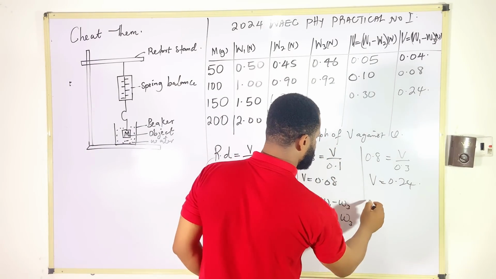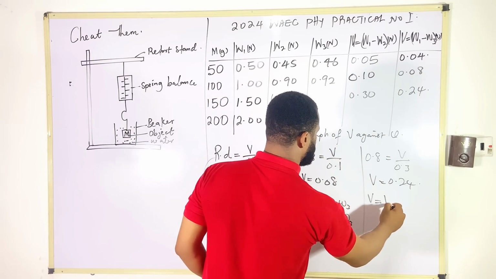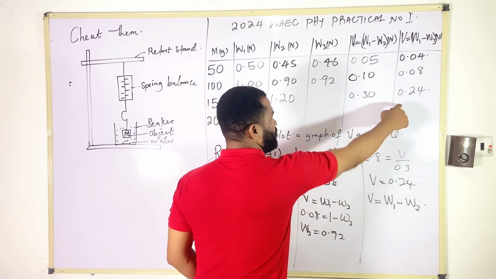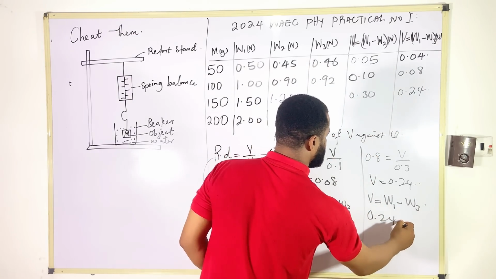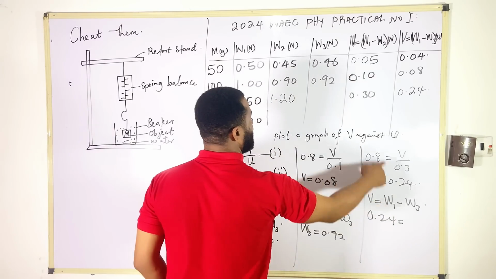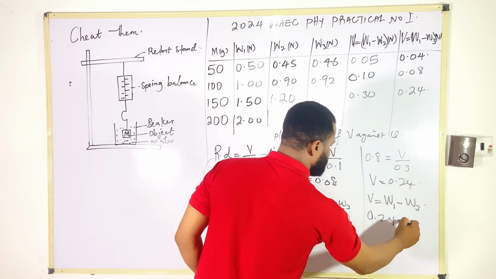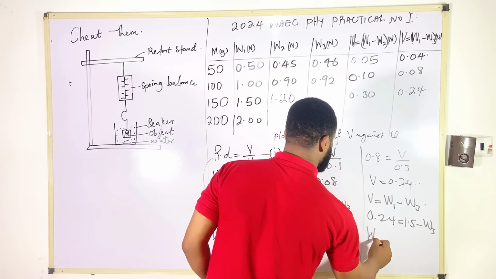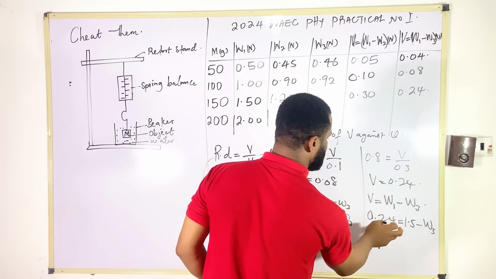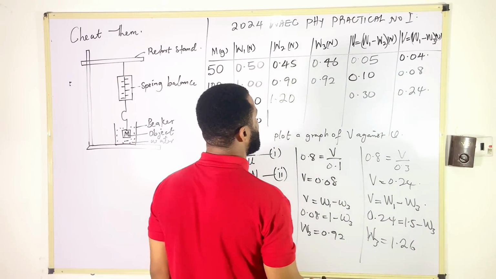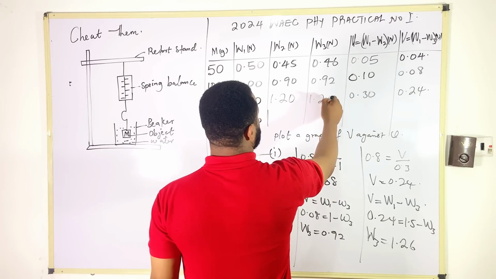So I'm going to say that V is equal to weight in air minus weight in kerosene. V, I already know as 0.24, which is equal to weight in air, which is 1.5, minus weight in kerosene. So weight in kerosene is going to be 1.26. Right? So under this, I'll write 1.26 here.